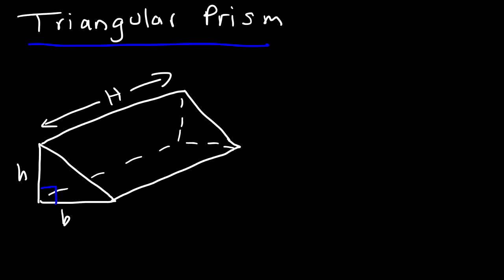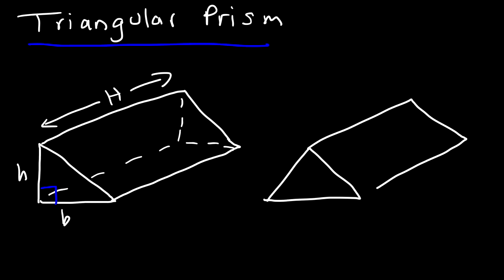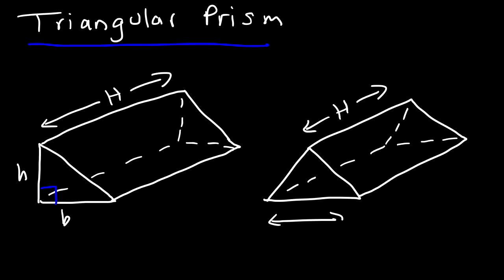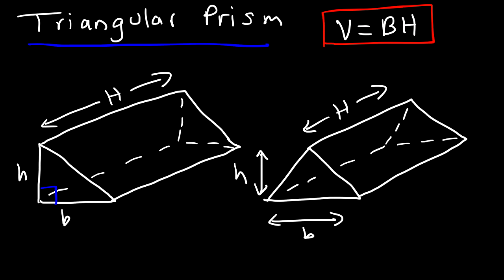Now we can also draw a triangular prism like this. So this would still be H. In this case, this is the base, and this would be the height of the triangle. Now the volume of a triangular prism is the base times the height. Capital B is the area of the base, and the area of the base can vary. In this case, it's simply the area of a triangle.